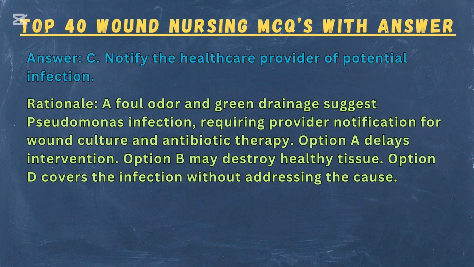Answer. C. Notify the healthcare provider of potential infection. Rationale: a foul odor and green drainage suggest Pseudomonas infection, requiring provider notification for wound culture and antibiotic therapy. Option A delays intervention. Option B may destroy healthy tissue. Option D covers the infection without addressing the cause.